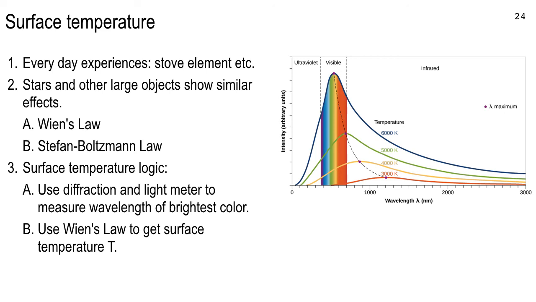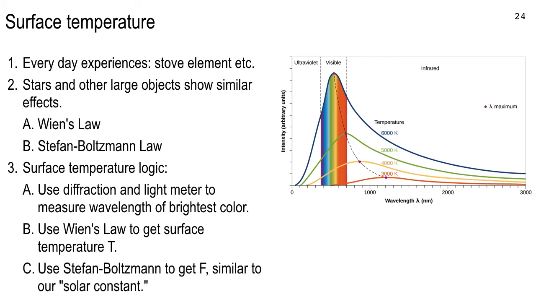Now we used temperature to get a wavelength. This is the reverse psychology to that. You use a color wavelength to get a temperature. All right? Once you get the surface temperature, you can figure out the luminosity using the Stefan-Boltzmann law to get F, the flux. All right? And it's very, very handy.